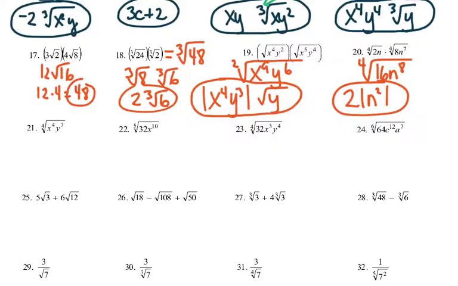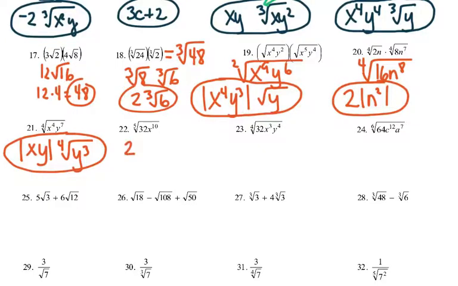Fourth root of x to the 4th is x. Fourth root of y to the 7th would go in once, but I'd have a leftover y cubed. And again, bars, even root of a variable. A fifth root. Do you know that the fifth root of 32 is 2? That 2 to the 5th is 32, and then x squared, 5 goes into 10 twice. No bars needed because it's an odd root.